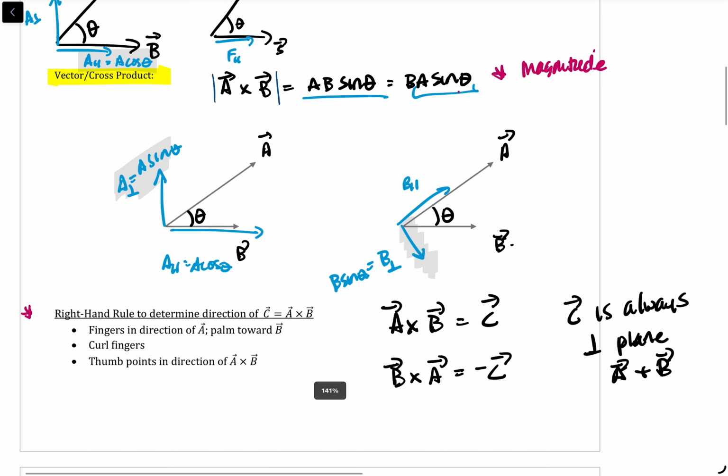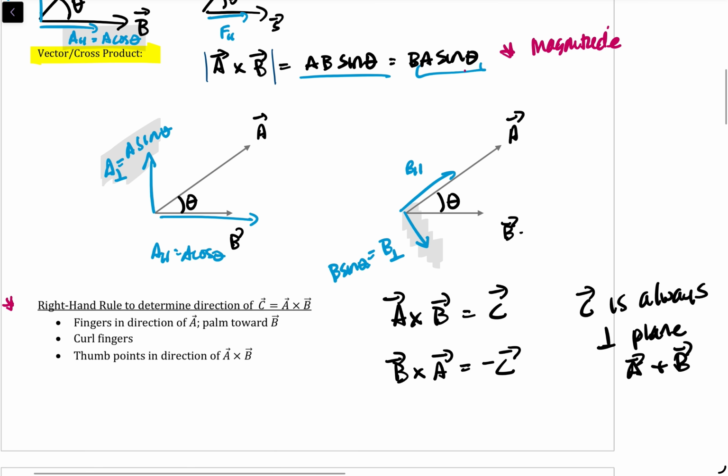So when we're doing vector cross product, the relationship that we want to recognize is it's going to be AB sine of theta, so the magnitude of both vectors times the sine of the angle between them. And then the direction is always going to be perpendicular to the plane that those two vectors are in, so either into that plane or out of the plane. And that's going to depend on the order in which we are doing the cross product, so either A cross B or B cross A.